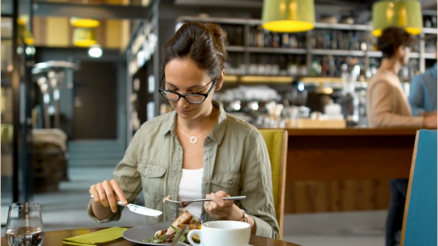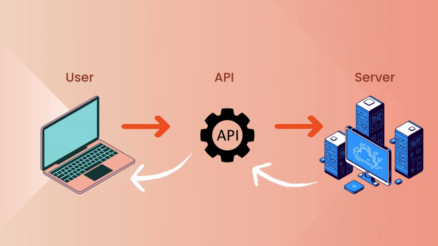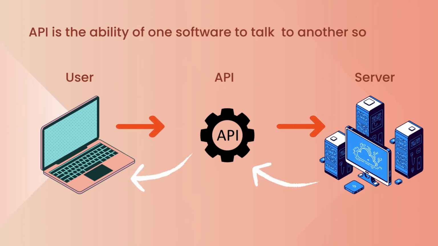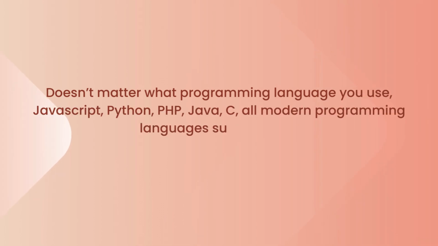In the same way, an API takes your request to the server and brings back the data or functionality you asked for. Don't think of API as a huge complicated thing. It is simply the ability of one software to talk to another software. Doesn't matter what programming language you use, JavaScript, Python, PHP, Java, C, all modern programming languages support APIs.